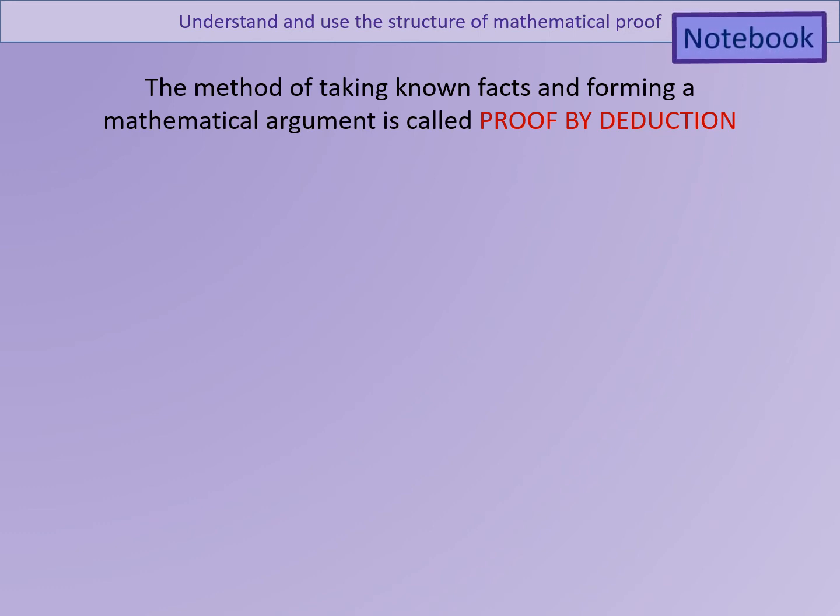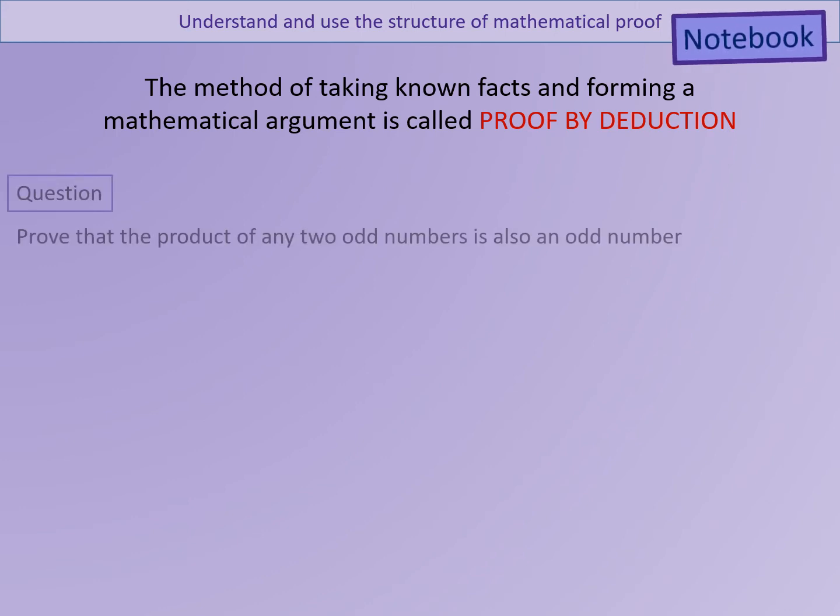So the first method of proof that we're going to look at is called proof by deduction, showing that something is true by deduction. And this is commonly used at GCSE level as well as A level. So I will show you an example, and it should be quite familiar to you. So you can write all of this down in your notebooks, please. So we have to prove that the product of any two odd numbers is also an odd number.